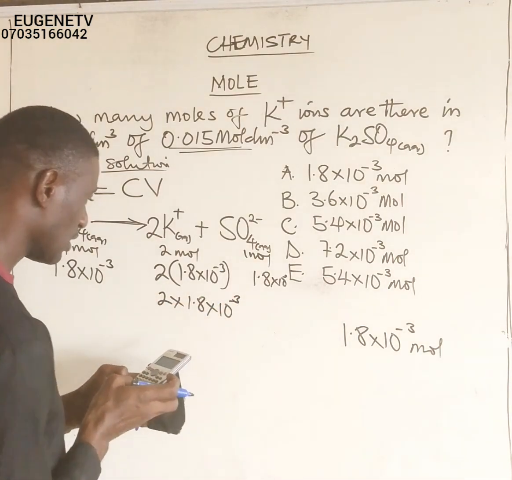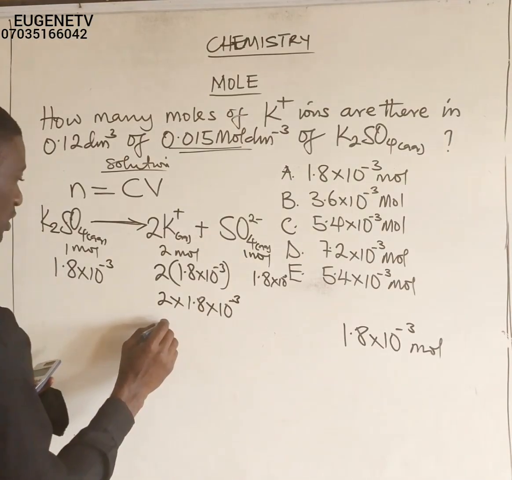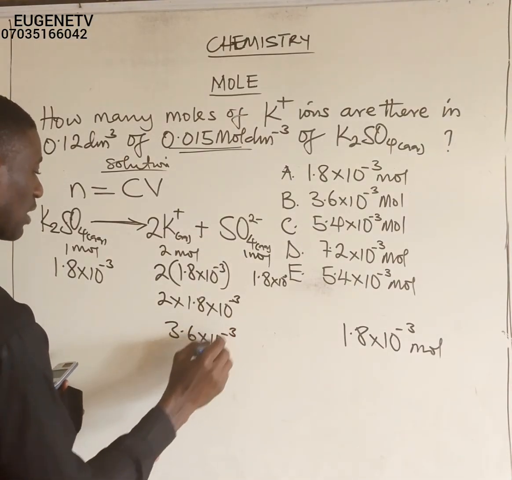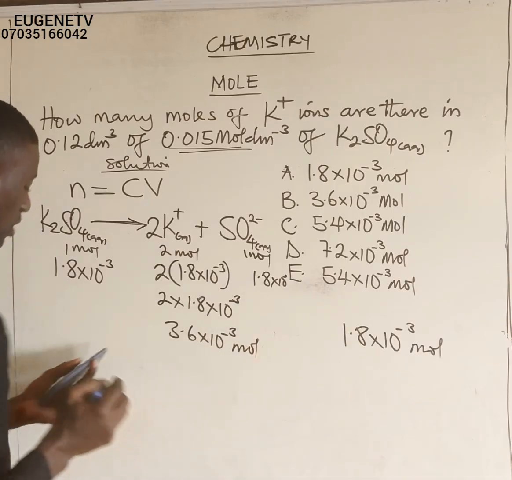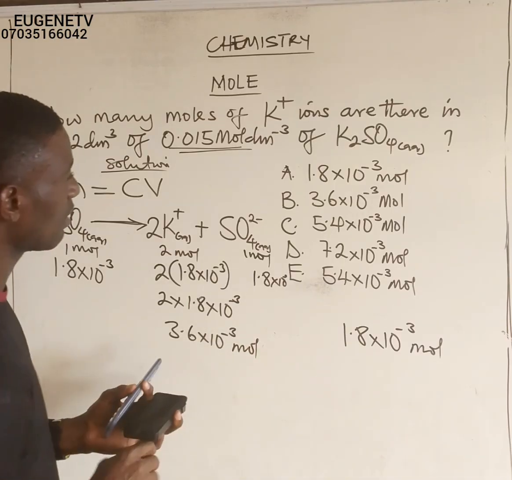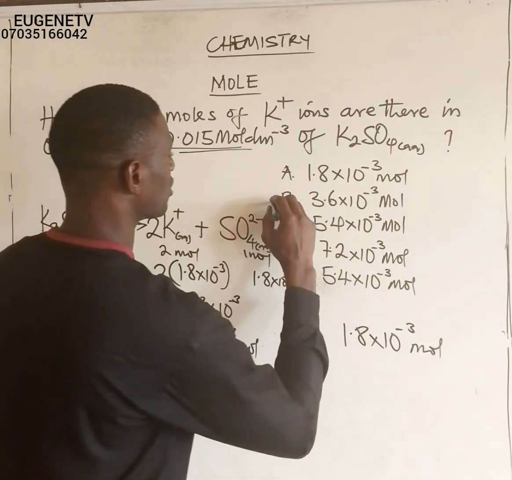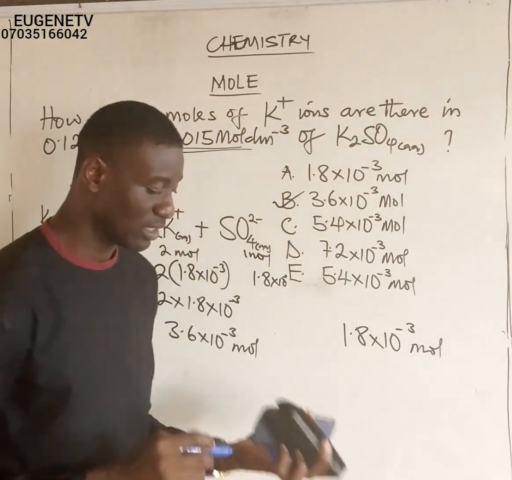Let us see. This is going to give us 3.6 times 10 to the power minus 3 mole. 3.6 times 10 to the power minus 3. So from our explanation and calculation here, our correct answer is option letter B.